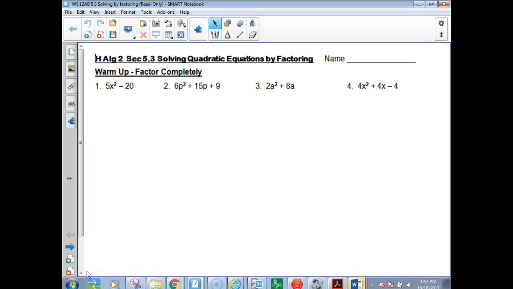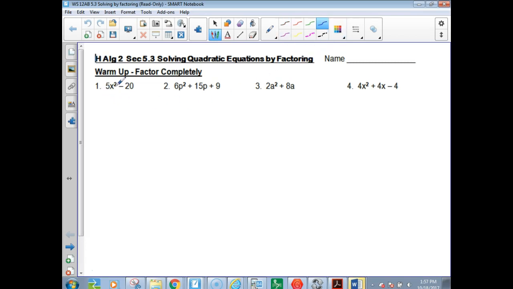Hello, we are going to learn to solve a quadratic by graphing. What does it mean to solve? Well, first of all, it means that we're going to find the zeros, which are the same as the roots or solutions. And first, we're going to warm up by doing a couple of factoring problems.